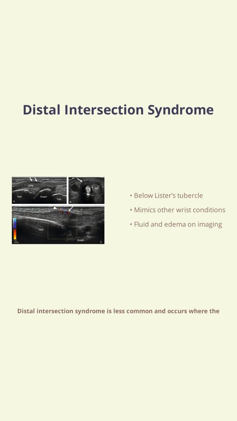Distal intersection syndrome is less common and occurs where the extensor pollicis longus tendon crosses over the second compartment tendons, just below Lister's tubercle. It can mimic other wrist conditions, such as osteoarthritis or ganglion cysts. Imaging reveals fluid and edema at the crossing point, and sometimes thickening or partial tears of the involved tendons. Most cases respond to conservative treatment, but severe cases may require surgery.